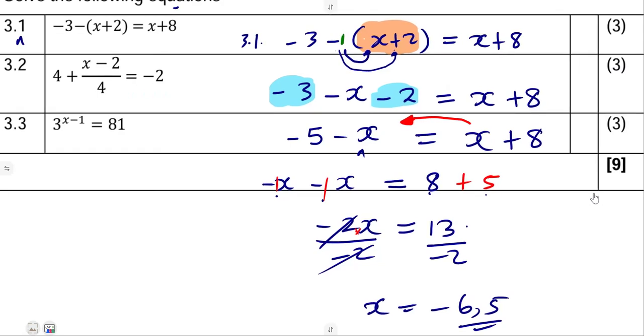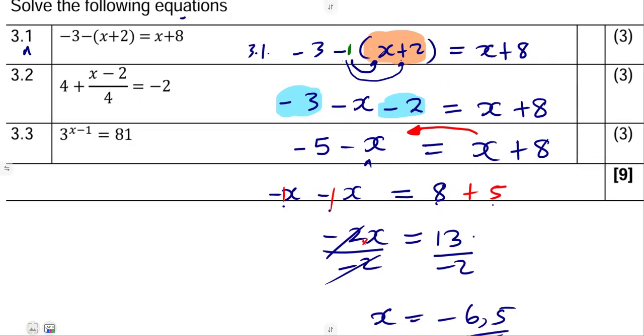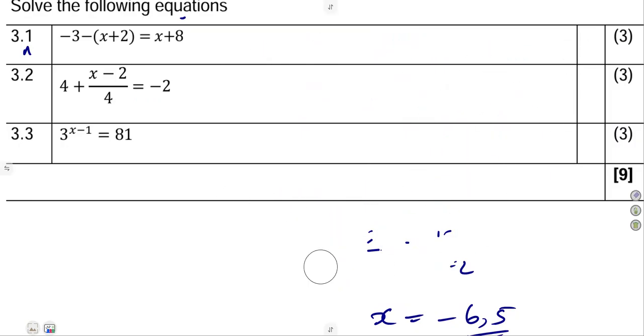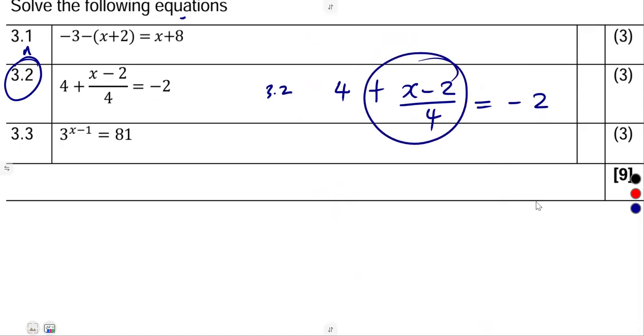Just like that. All right, so that was our question 3.1 for 3 marks. And let's see. Another question 3.2, we are given again to solve for x. We have a fraction in that case. All right, so 3.2, there is 4 plus x minus 2, everything over 4. This is equal to minus 2. Yes, we have got a fraction, but it's not a single fraction because of this number 4. So let's get rid of that 4.